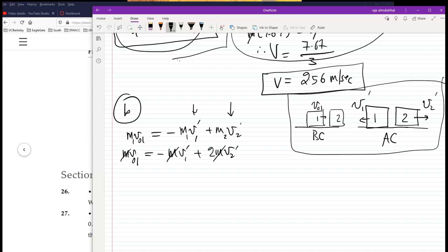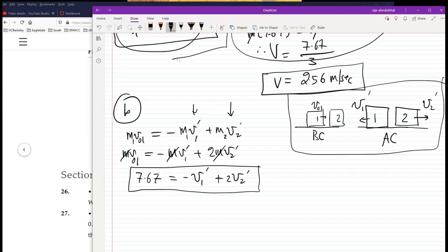Of course, V01 is 7.67, which we did already from part A, equal to minus V1 prime plus 2 V2 prime. So I have this expression right here. As you can see, it's a nice expression. However, I have two unknowns. I can't do it. I need a second equation to solve it.